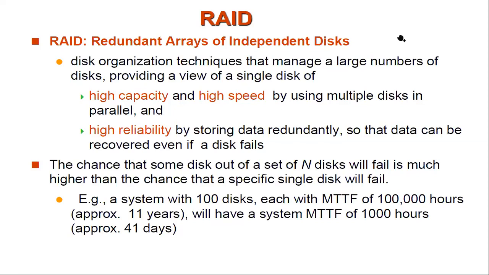Then the other one is high reliability. How can you achieve high reliability? Because the data that you store in this arrangement will be redundant. That means you are going to save the data in multiple places. If one particular disk gets corrupted, or is not able to provide the data, the data is still available on another disk, so that you can have high reliability.